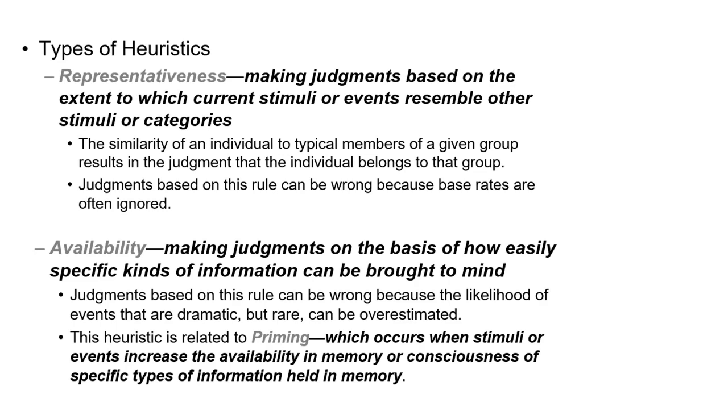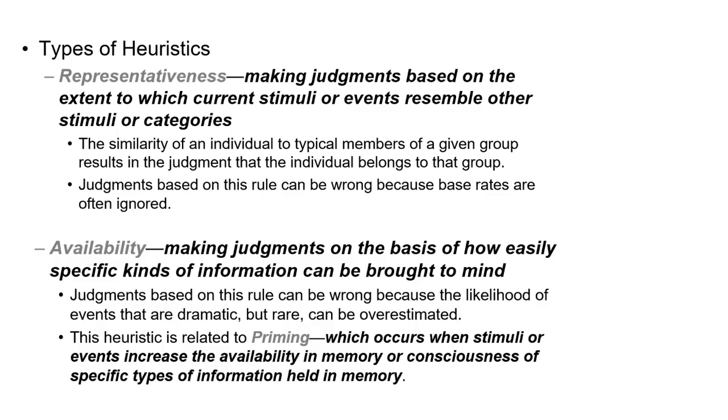Okay. Then there is another type of heuristic, which is availability. So it is about making judgments on the basis of how easily specific kind of information can be brought to mind. And judgments based on this rule can be wrong because the likelihood of events that are dramatic but rare can be overestimated. This heuristic is related to priming. We learned about priming in the last video of social cognition and schemas. So basically, this heuristic is related to priming, which occurs when stimuli or events increase the availability in memory or consciousness of a specific type of information held in memory.